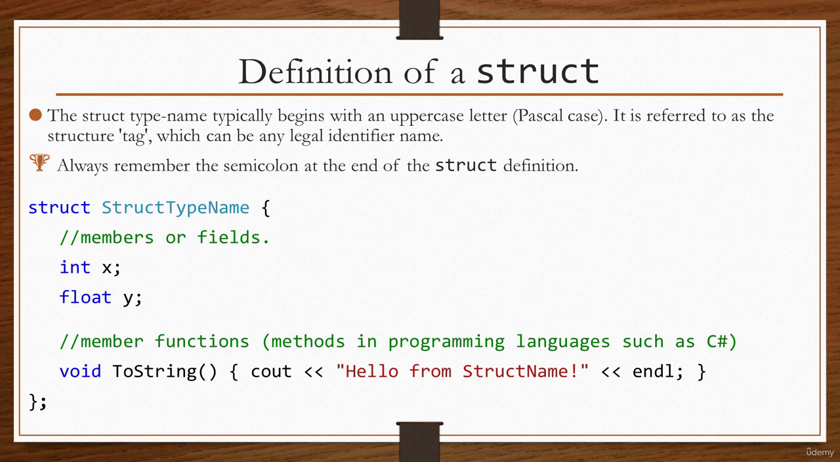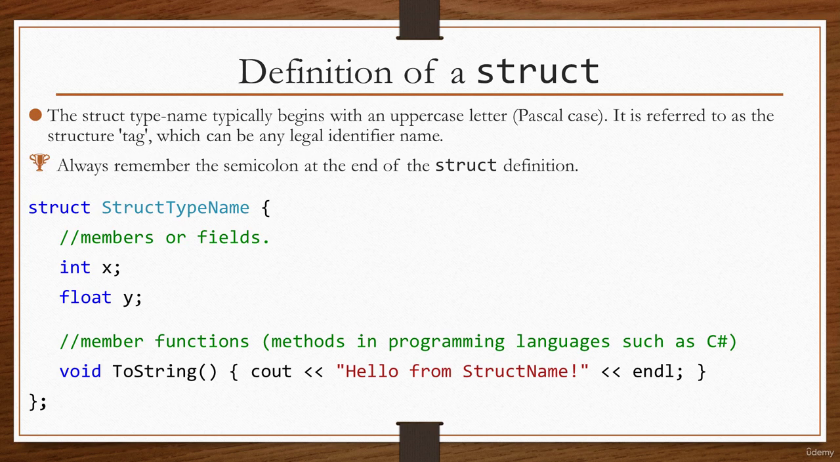The type name or the identifier for our structs is referred to as the structure tag, which can be any legal identifier name, as we have discussed before with functions and also with basic variable names. Okay, so simply a legal identifier name. For your struct type name, do not attempt to use existing keywords, for example. You will get an error. Always remember the semicolon at the end of the struct definition. You will notice where we have the closing curly brace to end the body of the struct definition, we end that off with a semicolon. I will talk a bit more about why that is in an upcoming slide.